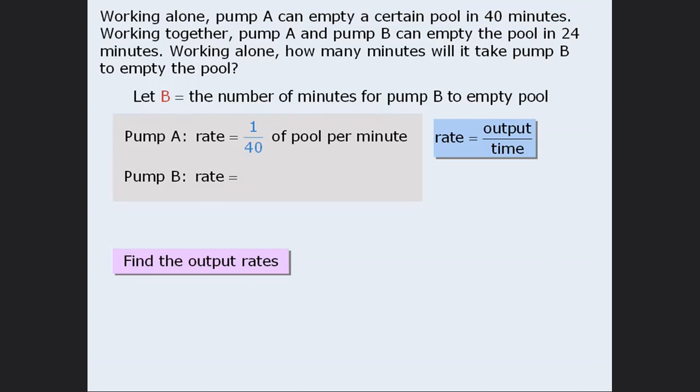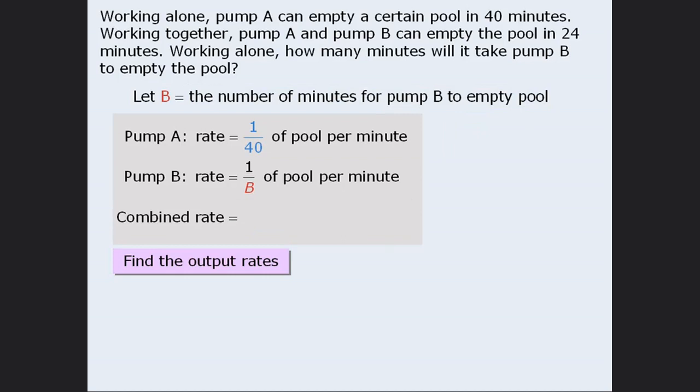Next, we will find pump B's output rate. To find pump B's output rate, we will use the fact that pump B can empty the pool in B minutes. So to find the output rate here, we will take the output of one emptied pool and divide it by a time of B minutes to get the following output rate.